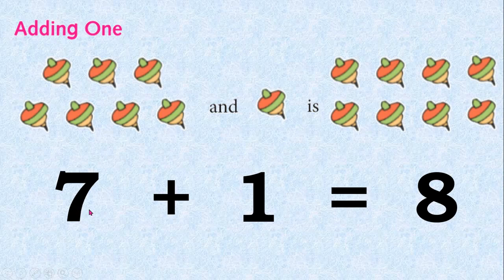If we add 1 to 8, which number will you get? 8 plus 1 is 9. You will get the next number. 3 plus 1 is 4. 4 is next to 3. Therefore, adding 1 to any number gives us the next number. So these are some basics of addition. In the next classes, we will understand some more interesting things about addition and subtraction.